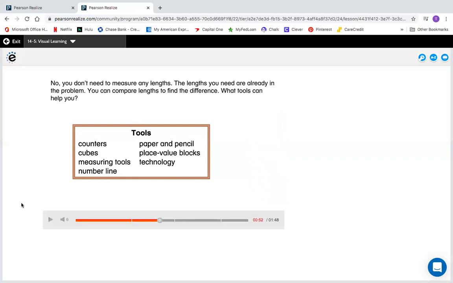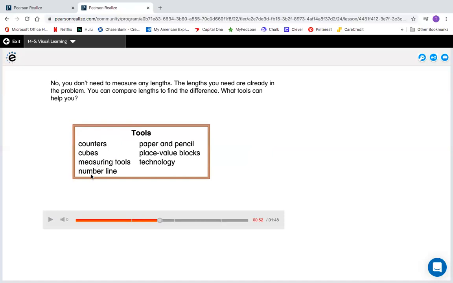So which tools can help you compare the lengths? Meaning whenever you compare, you must subtract. Which of these tools will help you compare the lengths? So counters. Counters are those little round things that we would use when we would play bingo and stuff. I don't think that that's going to help you. Cubes are like the little centimeter cubes that in the pictures they would line up to measure different things. That's not going to help us either. Measuring tools, we already decided that measuring tools are not going to really help us because we don't need to measure anything. They already gave us the lengths.